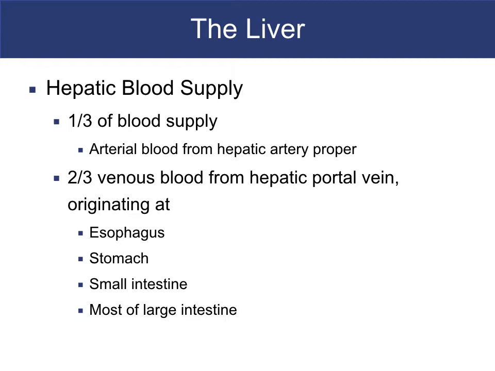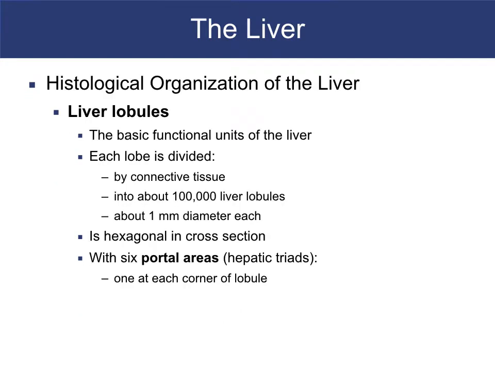Well, then it comes back to the veins, but it doesn't go back to the vena cava. It goes to the portal vein, and then it all comes up and goes to the liver. Because remember, it's just been through the intestines, and it's picked up all these nutrients. So about 2/3 of the blood going into the liver is coming in through the hepatic portal vein.